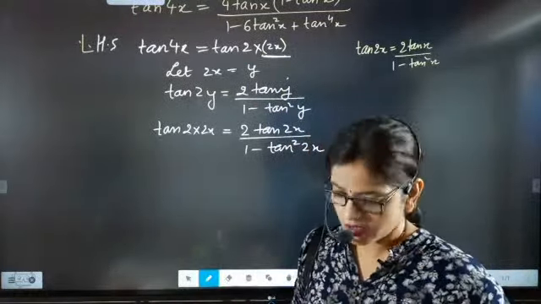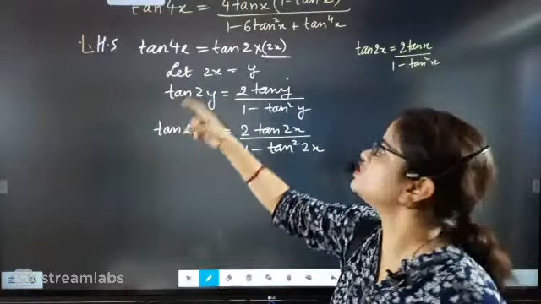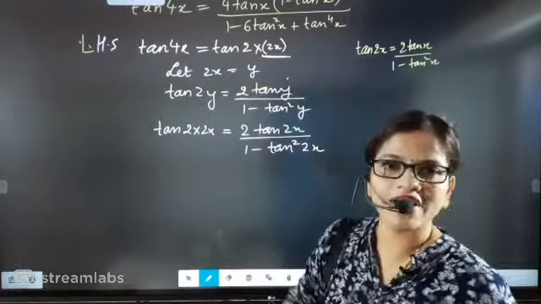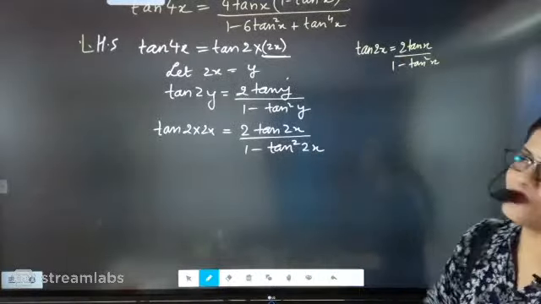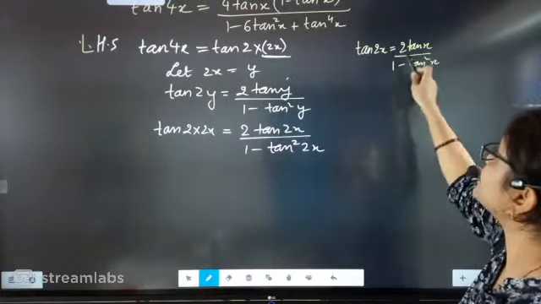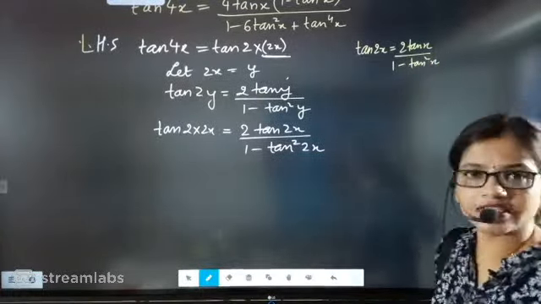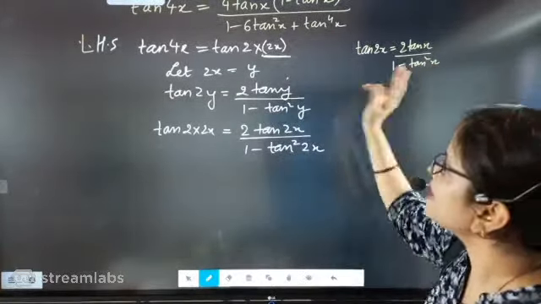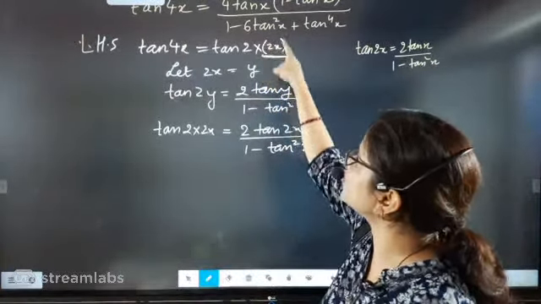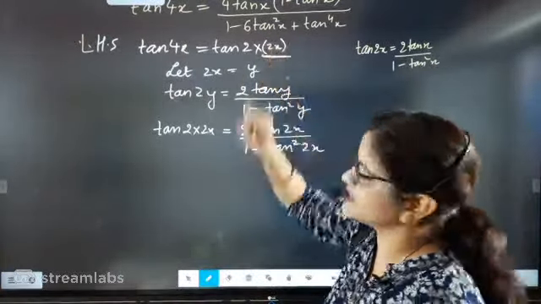First work is tan 4x. Tan 4x means you can write tan 2 into 2x. Tan 2 into 2x. And you know the tan 2x formula. The tan 2x formula is 2 tan x by 1 minus tan square x. Now here, beta, instead of x, it is 2x given. Shall I do it directly? If you tell me, I will directly do it.